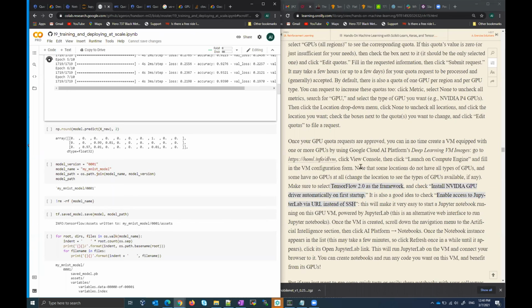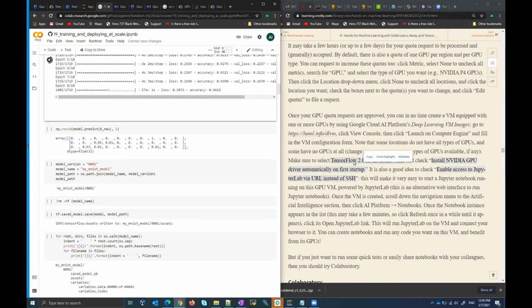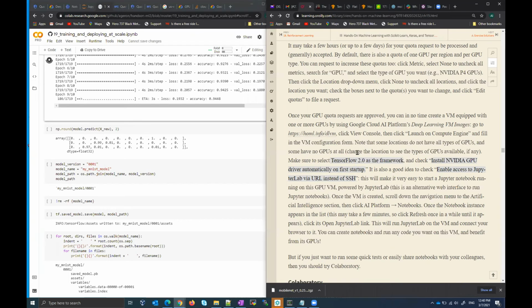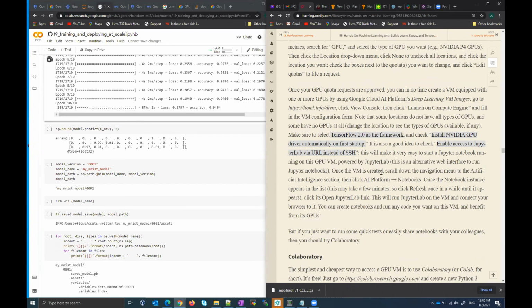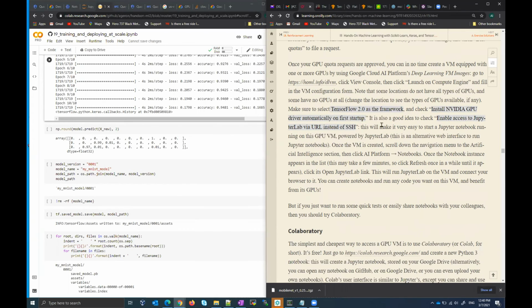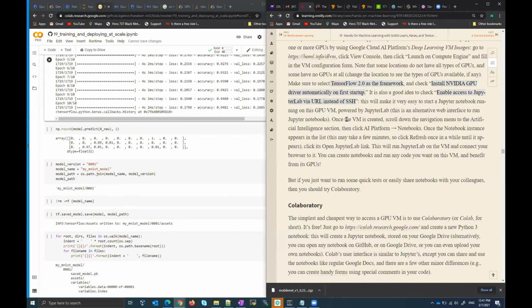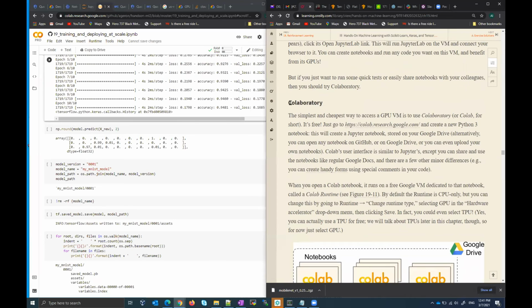Okay, here on the right is, from the book, the instructions from Jerome to create a virtual machine for testing. You have to make sure that it has TensorFlow, and these are two checkboxes in the creation of the virtual machine, and then enable the Jupyter Lab. Okay. That's one way. The other way is with Colab.